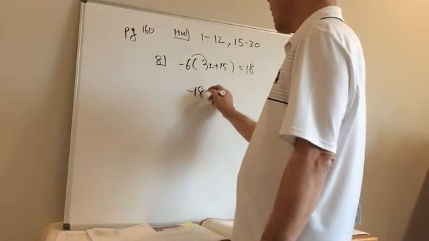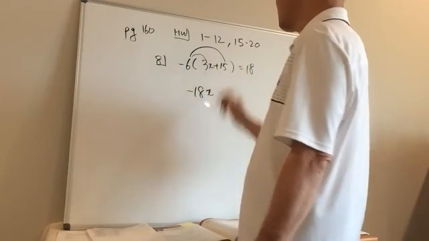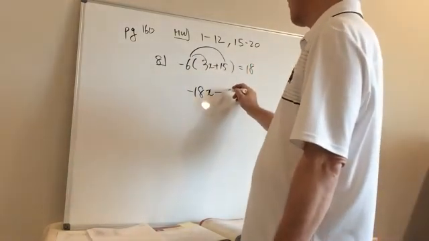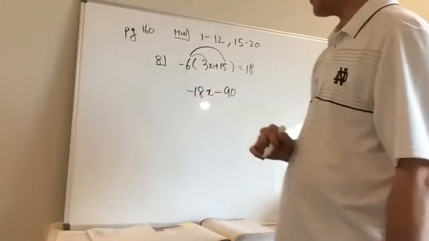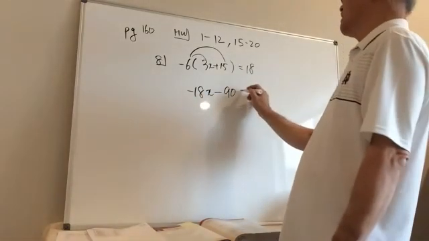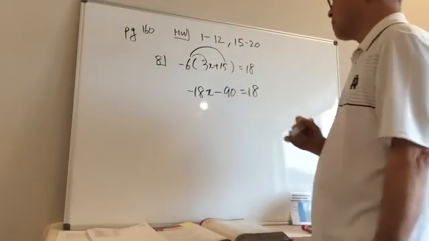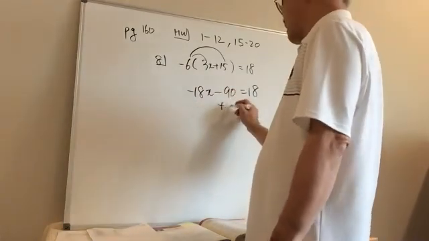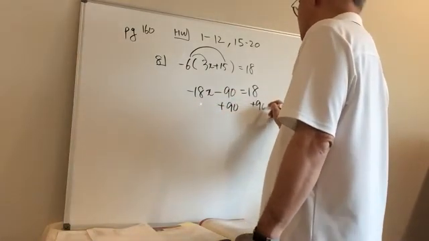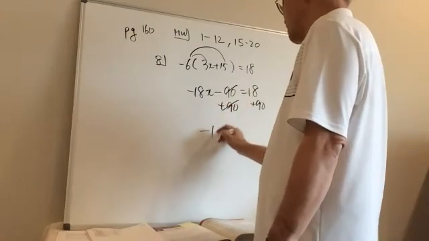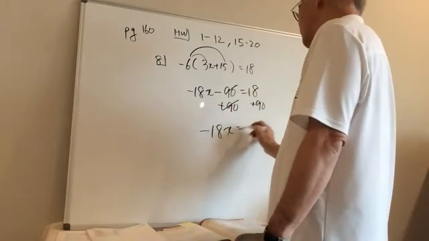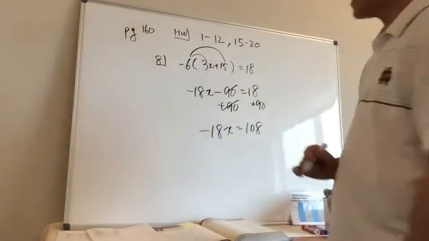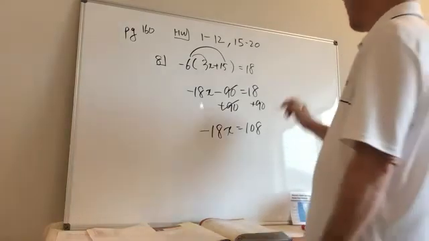-18x. Negative 18x. Then -6 times 15 is? Negative 90. All right, negative 90 is equal to 18. So what's our next step? You would add 90 on both sides. Add 90 on both sides. Good work. I end up with negative 18x is equal to 18 plus 90, which is 108. What's our next step? You divide by -18 on both sides.